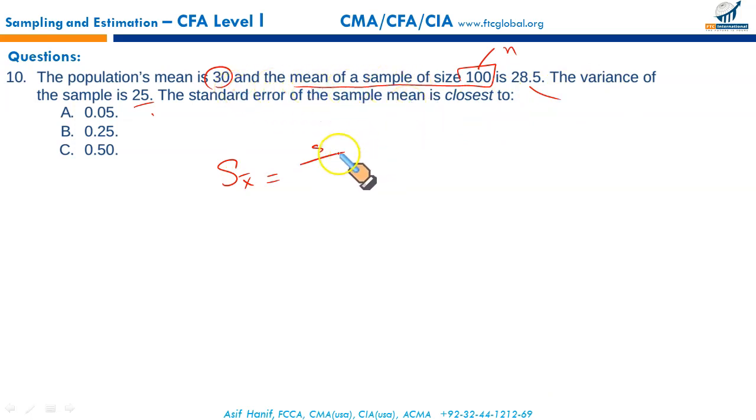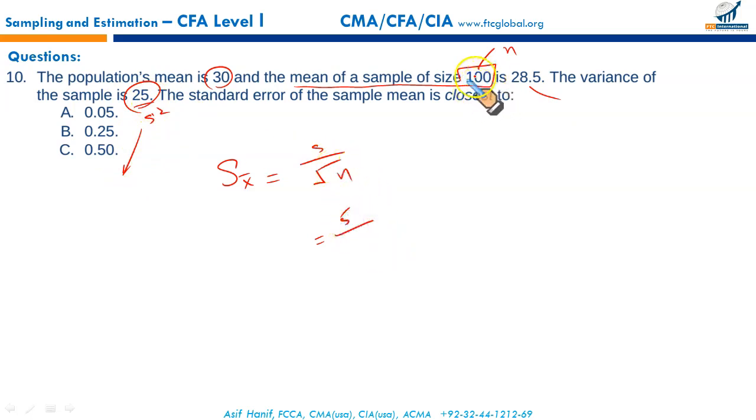Population mean 30 and sample mean, okay. S divided by root n. We have been given the population mean. We have been given the mean of the sample. We have been given the variance of the sample, that is 25. So it's a sample variance. So since it's 25, that is s squared. Since we need the standard deviation, you need to take the square root of 25. So that's going to be 5.